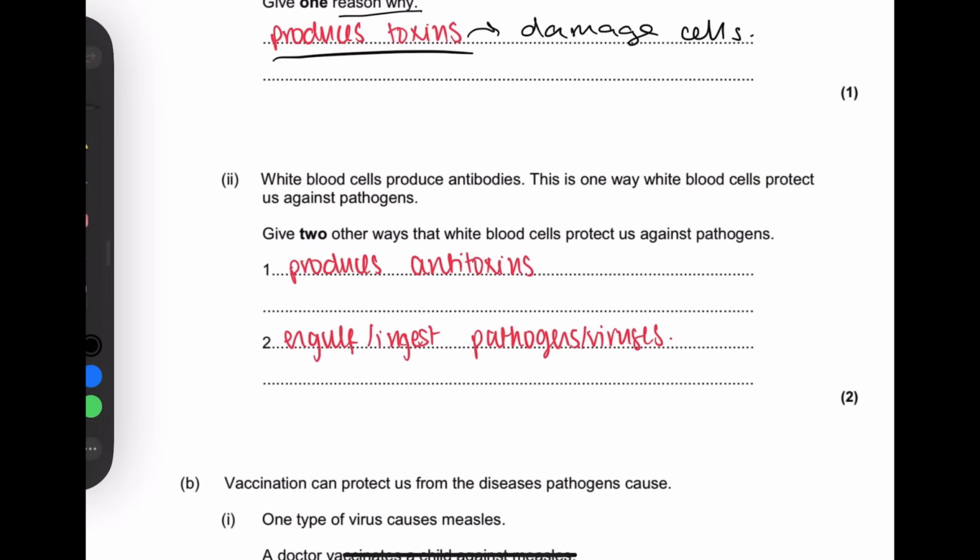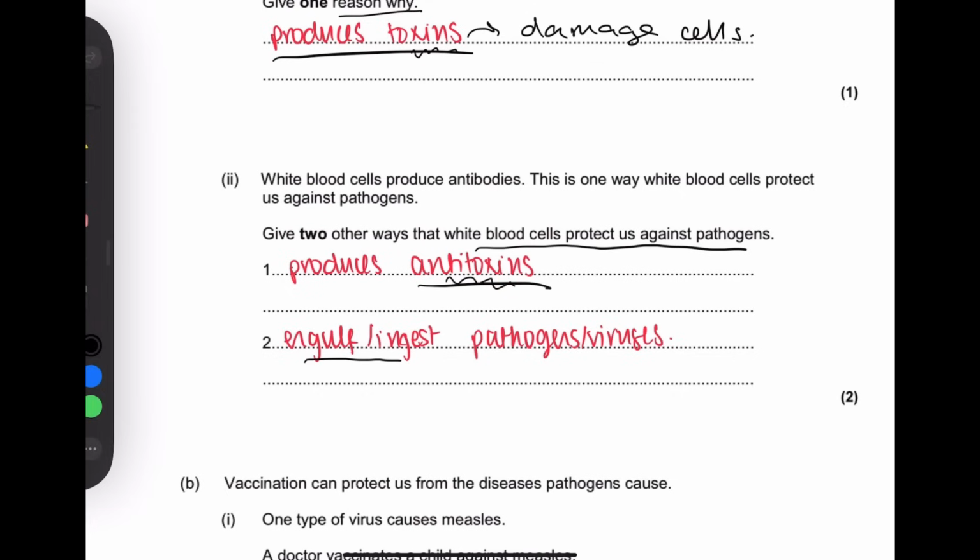White blood cells produce antibodies, and this is one way white blood cells protect us against pathogens. Give 2 other ways in which white blood cells protect us against pathogens. This is what they do. They produce antitoxins. Pathogens produce toxins, and antitoxins counteract them. That kind of neutralizes whatever thing they're putting into the bloodstream.